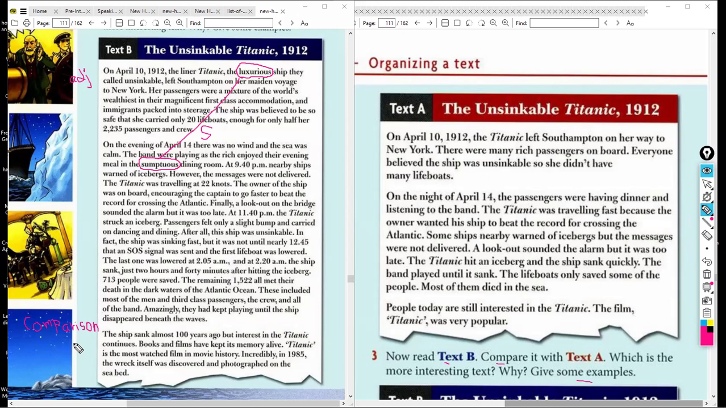These included most of the men and third-class passengers, the crew and all of the band. He said that those who survived were the wealthiest, and those who died were the poor, as there was first class and second class. We have the comparison they made. Thank you so much. So the comparison is that they specified who died, who tragically died, to be more specific. Exactly.